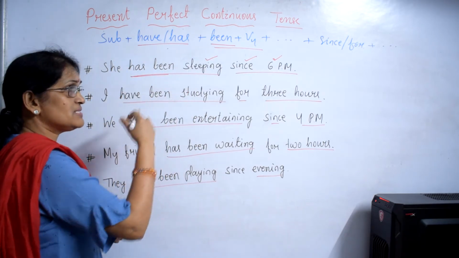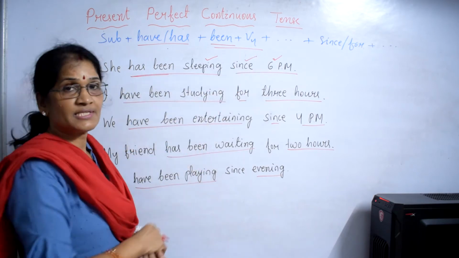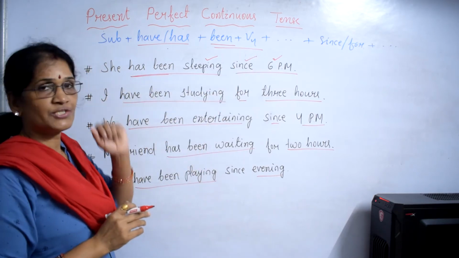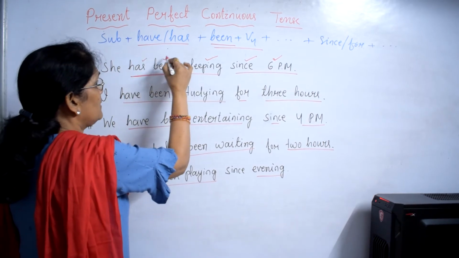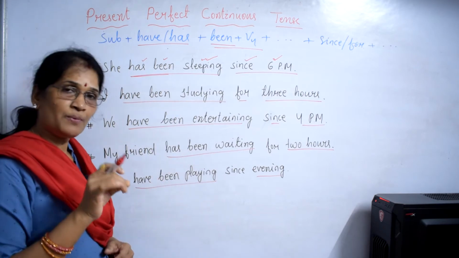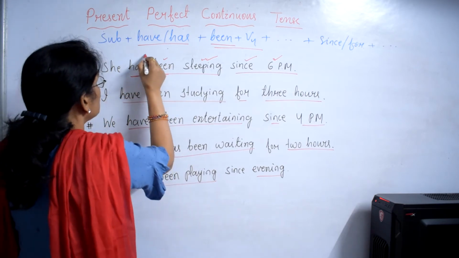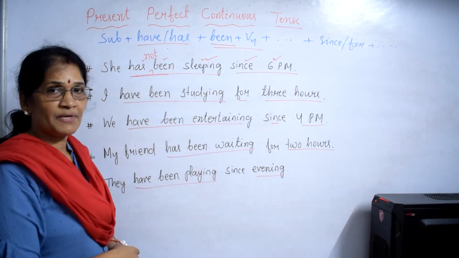So how to change the sentence into negative? She has been sleeping since 6 p.m. How to change the sentence into negative? There are 3 verbs, has, been, sleeping. Just after the first auxiliary, we have to put not. So she has not been sleeping since 6 p.m.